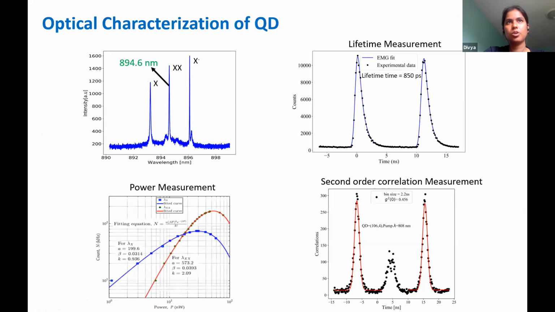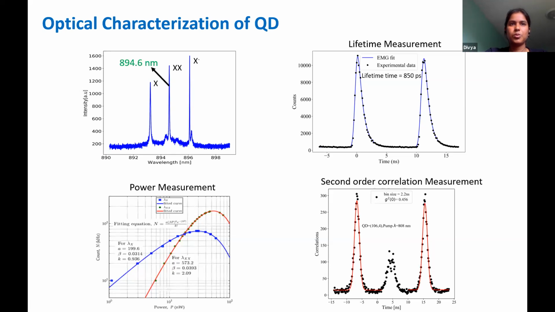So these are a few features of this quantum dot. We have found a quantum dot which emits a wavelength around 894.6, which is cesium. It was really hard to find because there are thousands of quantum dots here, so luckily we found one which is around 894.6. We characterized it, performing its second order correlation measurement, the G2 correlation measurement, and we found it's less than 0.5, which shows it has single photon characteristics. We did its lifetime measurement and its lifetime is 850 picoseconds, so it's less than 1 nanosecond.